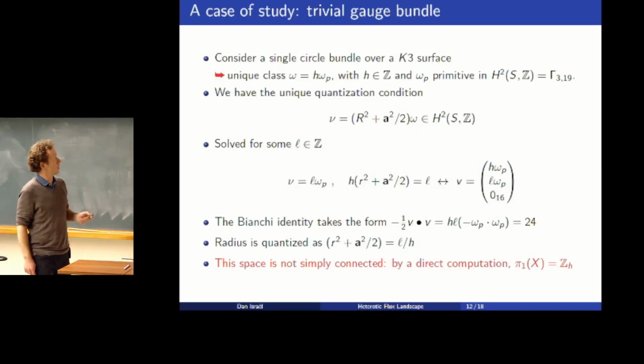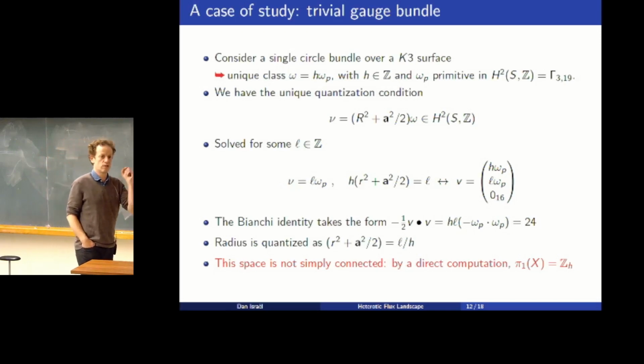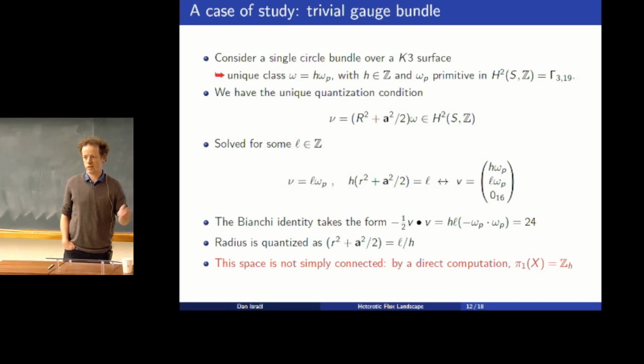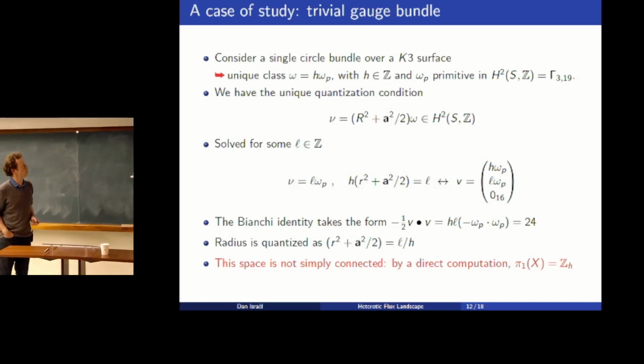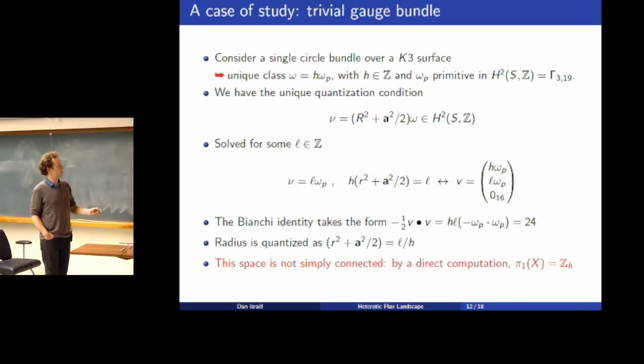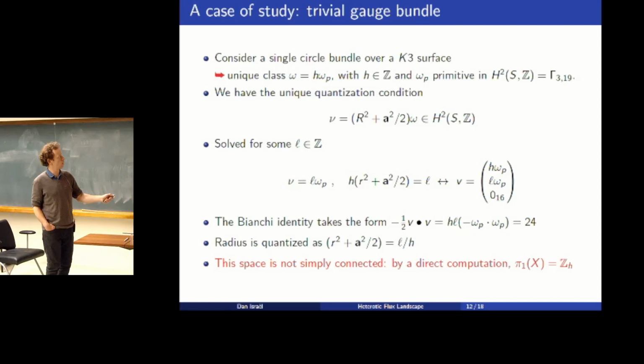So we have a circle bundle over K3, and in this case you just have a unique class which defines your fibration, and we write it like this: some integer h times omega p, where p is primitive in the lattice of the second cohomology. In this case you have a single quantization condition, which tells you essentially that your radius improved by the Wilson line contribution is quantized. It should be rational, okay?